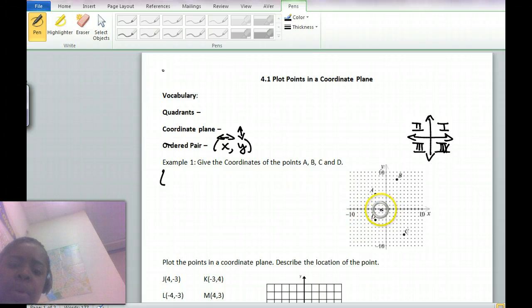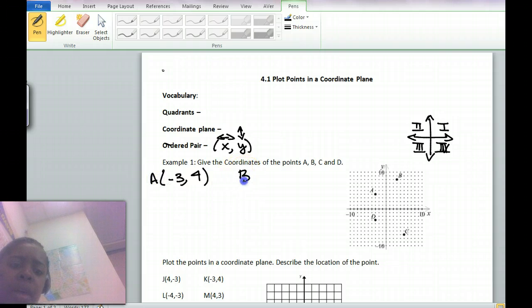So I'm going to go over 1, 2, 3 times to the left, and because I went to the left, it's -3. And then from there, I'm going to go up 1, 2, 3, 4. And because I went up, it's going to be a +4. So that's my coordinate for A.